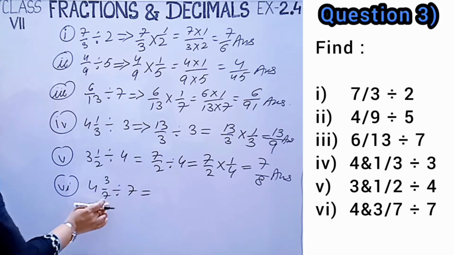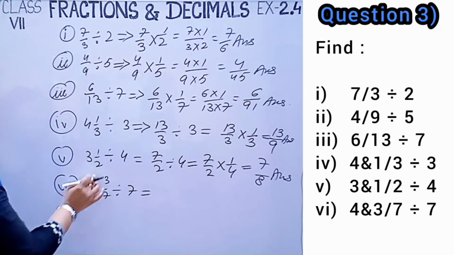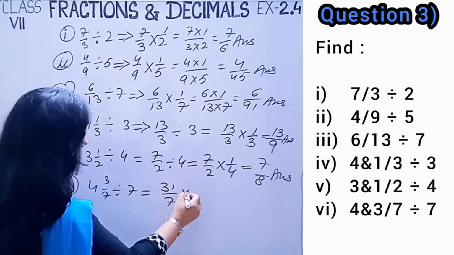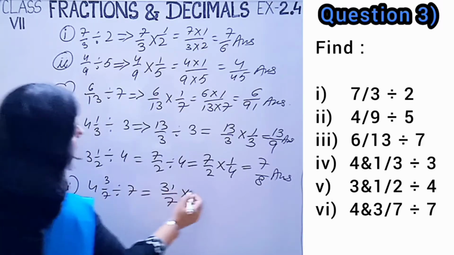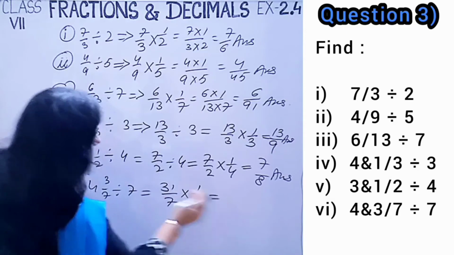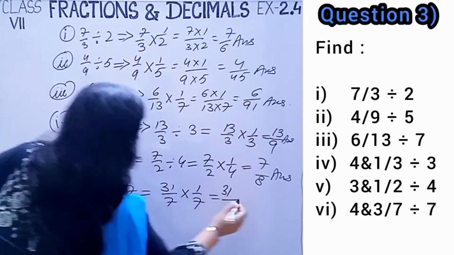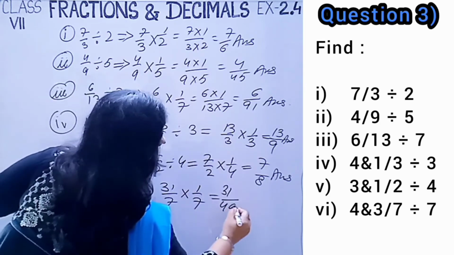Sixth part, 4 and 3 by 7 divided by 7. So 7 4s are 28, 28 and 3, 31. 31 upon 7 multiply 1 upon 7. This is 31 into 1, 31 upon 7 sevens are 49. Answer.